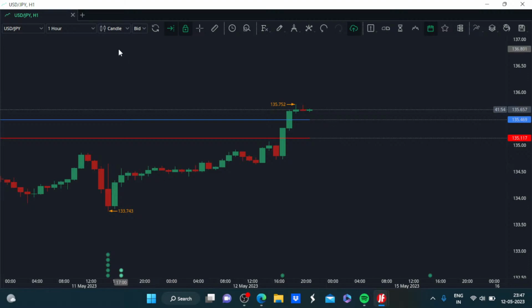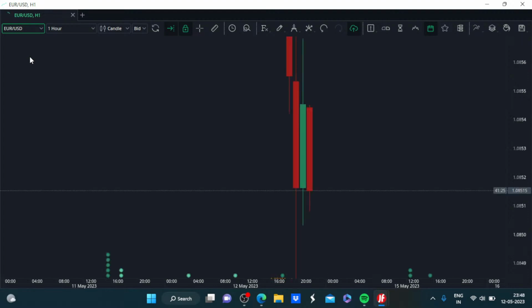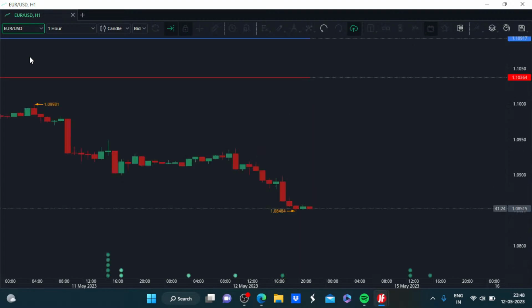Let us try out the Euro USD and see how things are shaping up there. It's taking some time. All right, here we are getting it.